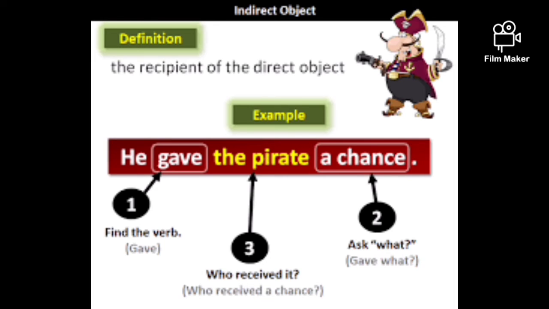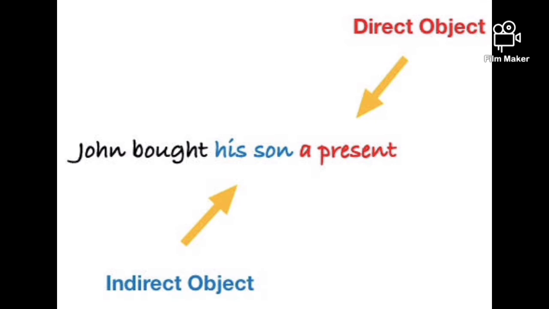Subject, verb, indirect object, direct object. You can see the structure now. He is the subject, gave is the verb, pirate is the indirect object, chance is the direct object. So the definition of an indirect object is the recipient of the direct object.